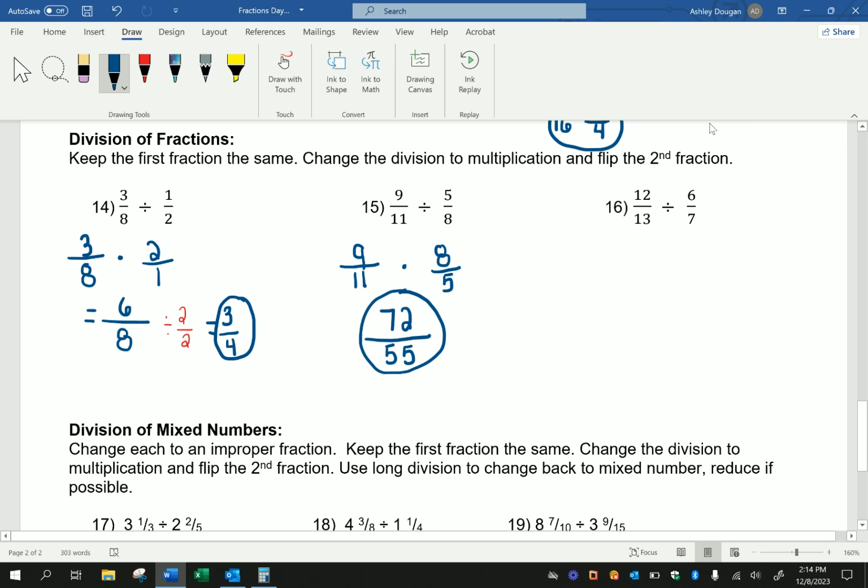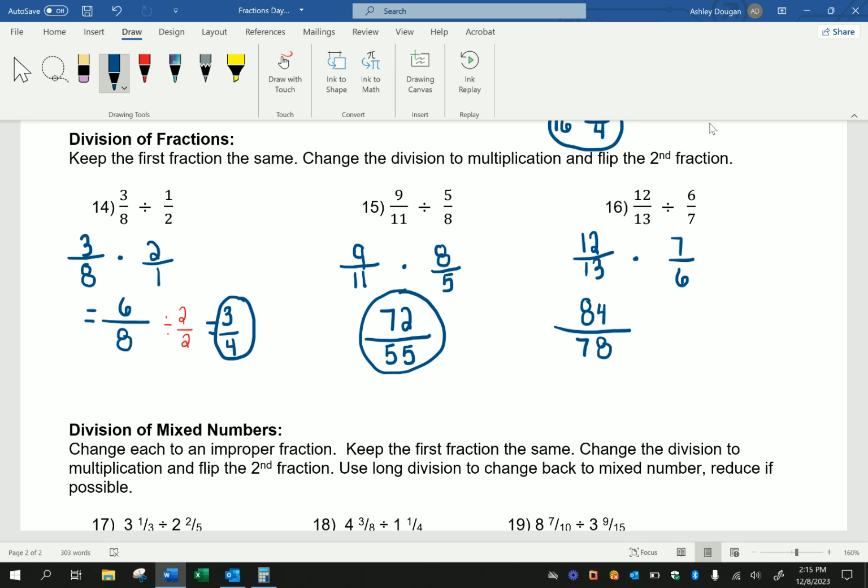And then we want to look at our last one. We want to do the same thing. We keep the first fraction the same. We're going to flip our second fraction and get 7 over 6. And then we're going to change the division to multiplication. Once we do this, we're going to multiply straight across. 12 times 7 is 84. And then 13 times 6 is 78.